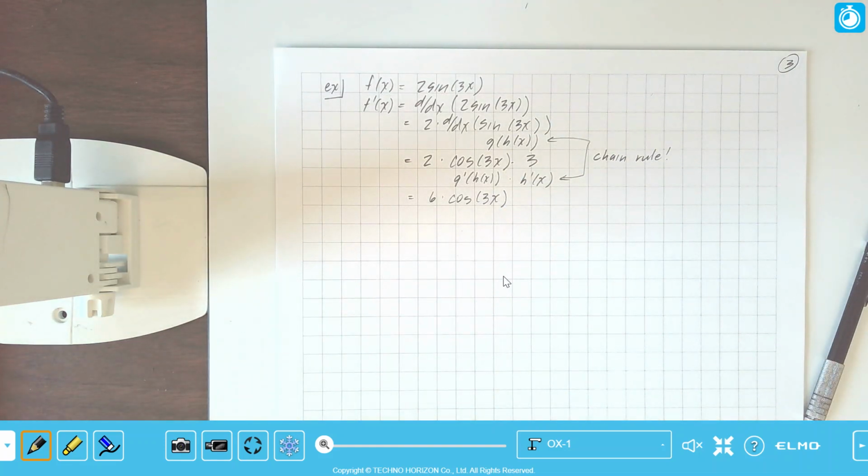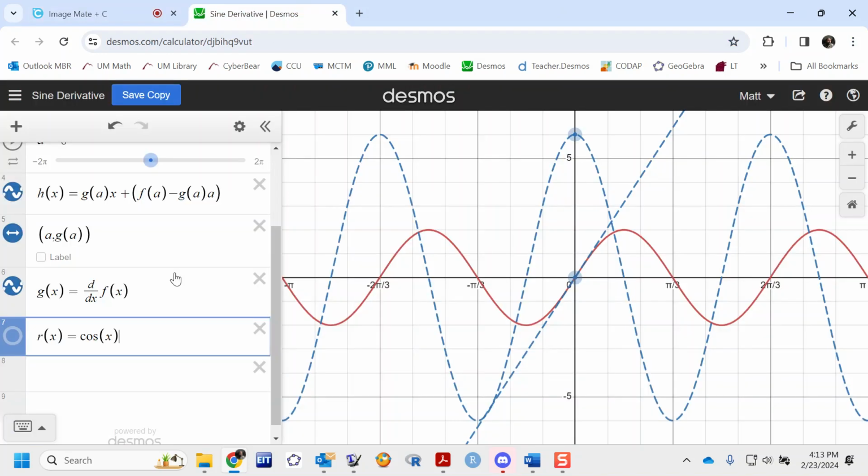Let's see if it fits our function. So the idea would be to come down here and write our function in as 6 times the cosine of 3x. If I hit this, it should then magically overlay, and indeed it does. So it seems like we must have the correct derivative if that function overlays the shape of the graph made by the slopes of the red function. Okay, well that looks great. Let's go back and try another one.